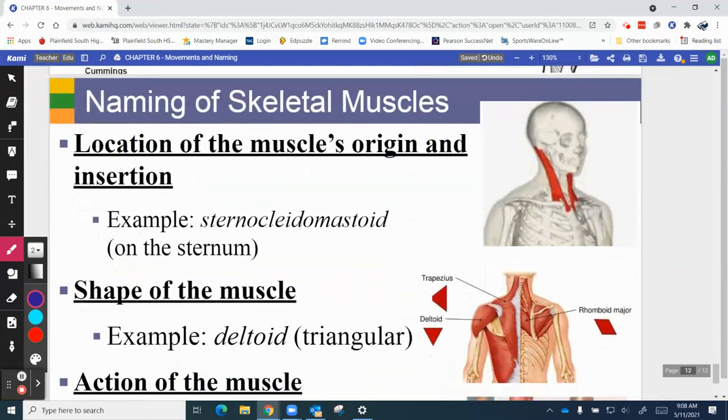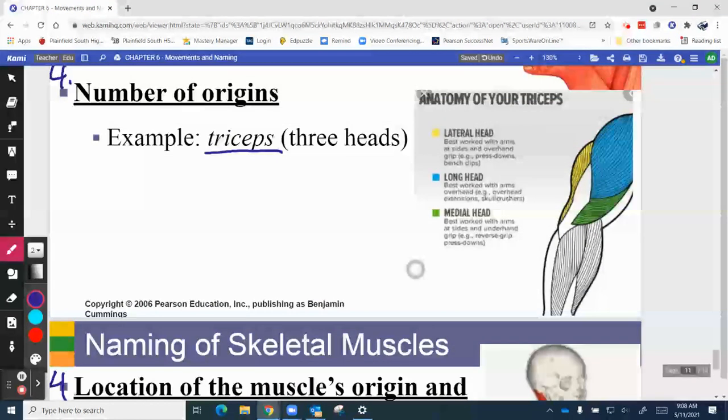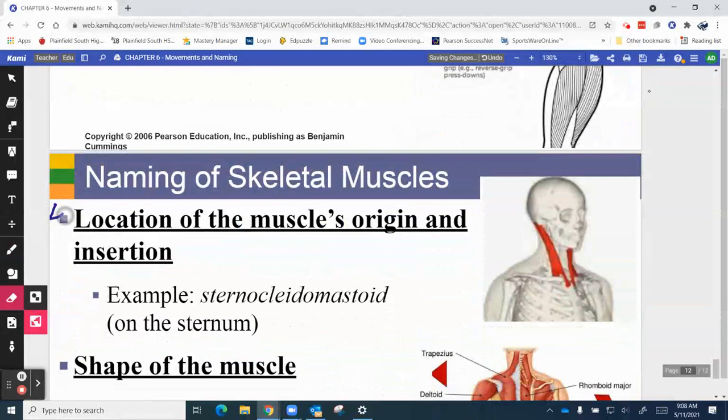Other ways that we can name them, location here. I think I'm off on my numbers. Yep, that should have been 5. Okay. So location as well as origin. So there's your sternocleidomastoid that I was talking about. Again, it's here at the sternum, goes over to the clavicle, goes all the way up to the mastoid process.